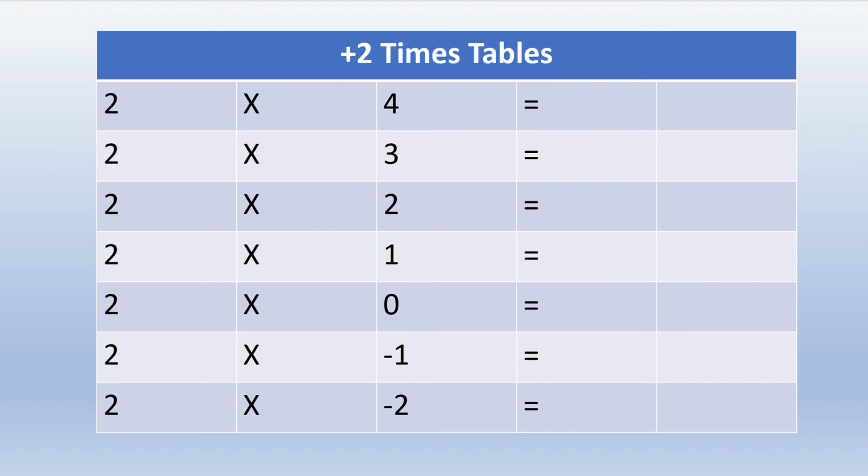First of all, we're going to fill out the columns here that you do know. So 2 times 4 is 8, 2 times 3 is 6, 2 times 2 is 4, 2 times 1 is 2, 2 times 0 is 0. And you would have known that from primary school.